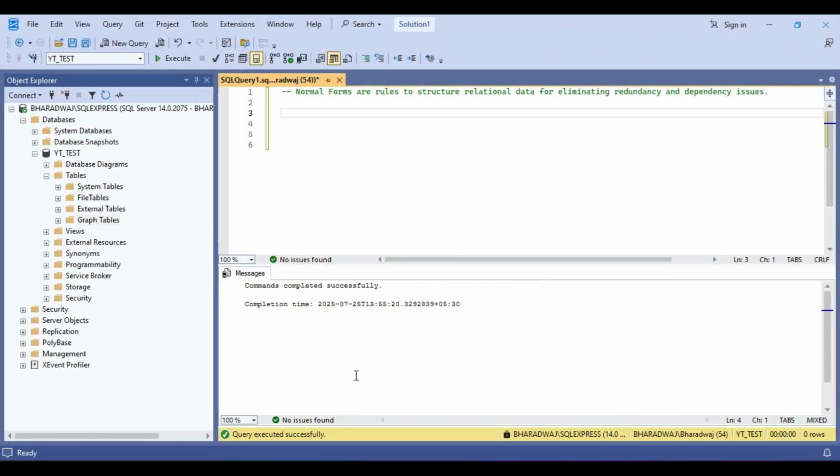Hello everyone. Previously we had discussed update, insert and delete anomalies. So today we'll be discussing the introduction to normal forms. So what are normal forms here?